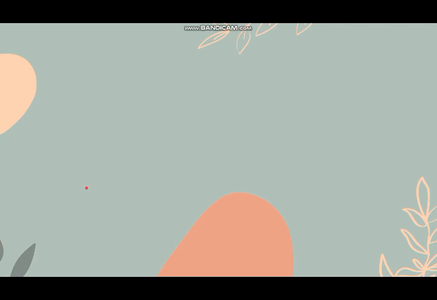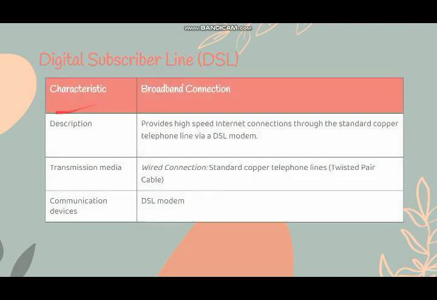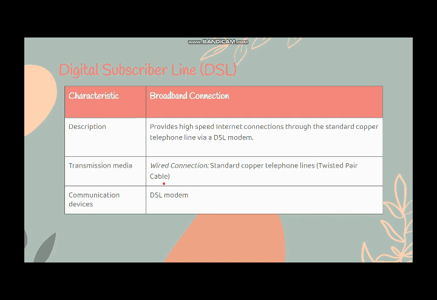Okay, now let us take a look at the first type of broadband internet connection, which is digital subscriber line, DSL. So what is DSL? DSL provides a high-speed internet connection through the standard copper telephone line via a DSL modem. So the transmission media is standard copper telephone lines, which is usually a type of twisted pair cable, and the communication device involved is DSL modem.